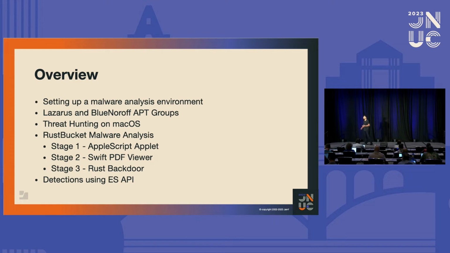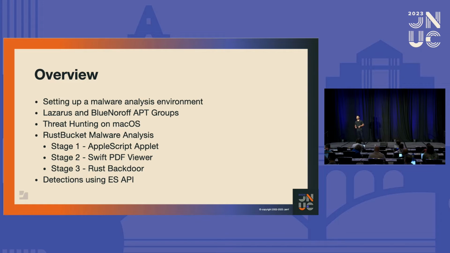So a little overview about what we'll be covering today. We'll take a look at how to set up a malware analysis environment, just briefly, and we'll look into Operation Dream Job campaigns. This is a campaign attributed to the Lazarus group, so we'll briefly cover that. Then we'll jump into a little bit about Lazarus, BlueNoroff APT groups, and then we'll cover some threat hunting on macOS and how we discovered a malware earlier this year called RustBucket.